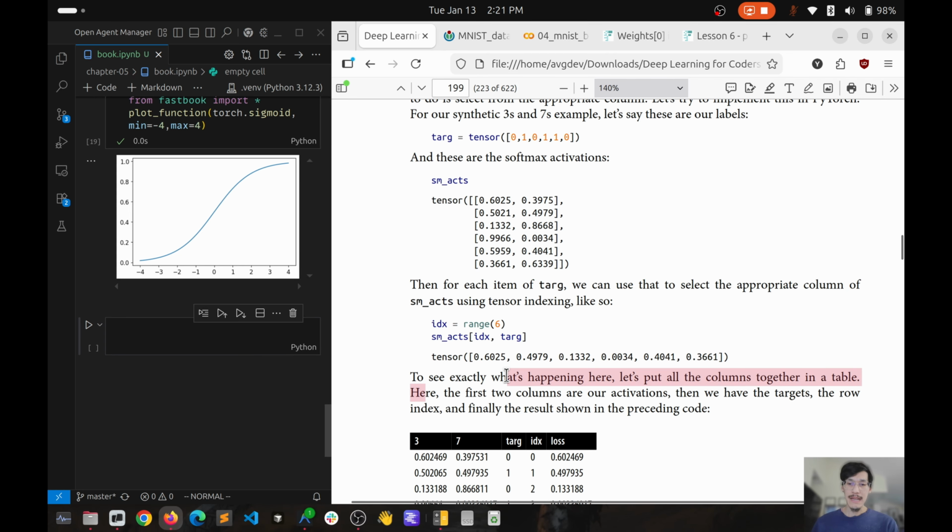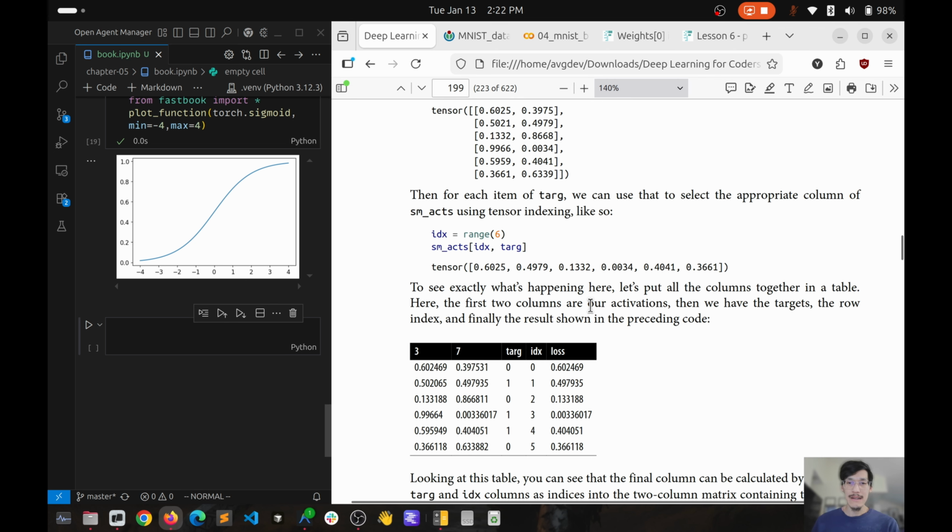To see what's exactly happening here, let's put all the columns together in a table. Here, the first two columns are our activations. Then we have the targets, the row index, and finally what was shown in the preceding code. Okay, so this is the tensor. And then what we want to do is for every index, we want to take that target. Okay, so this is complicated.